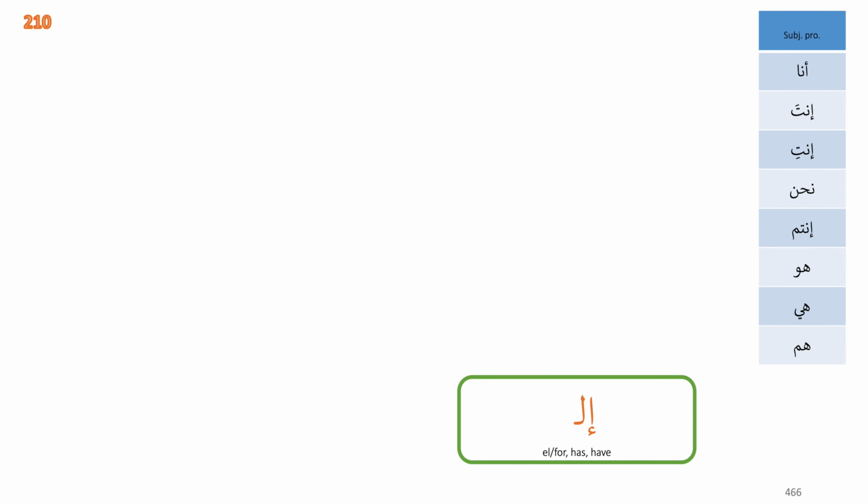So il in Arabic is used a lot to mean to have or has, and equally used to mean for. So you would say ilo, it's for him, for example. On the right hand side you've got the subject pronouns: ana, enta, enti, nahna, entu, huwa, hiya and hinna. Coming back to il in Arabic, as I mentioned, it is not a verb. In fact, it is a preposition.